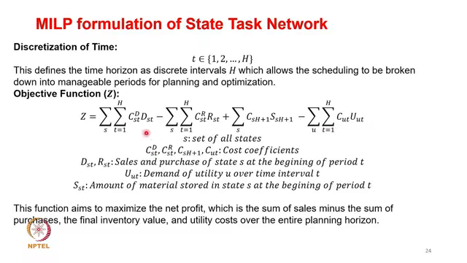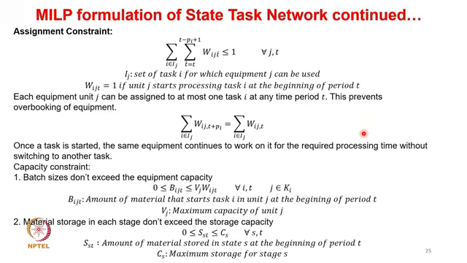Whatever CDT, CST, CSTR, CSH, CUT are, they are the suitable cost coefficients of each operation. DST and DRT are the sales and purchases of a state, UUT is the demand of utility, and SST is the amount of material stored. So this is the overall cost that we incur by performing an operation in the state task network, which we would ideally like to minimize.